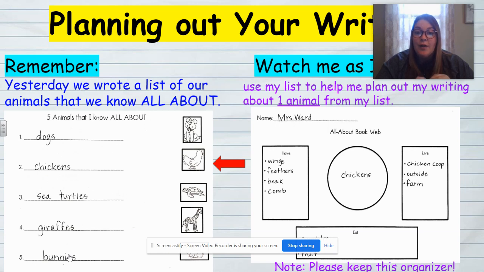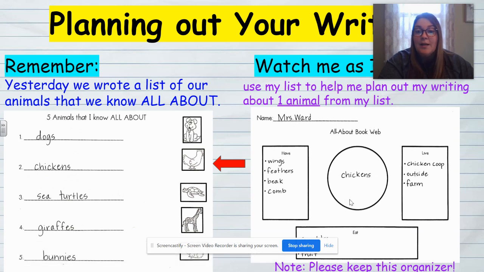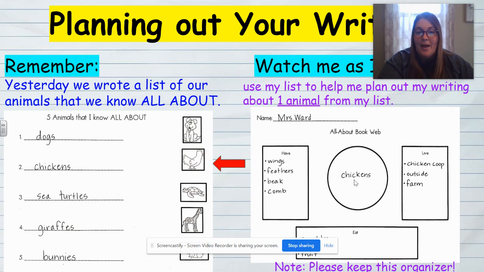So if you notice, there are some rectangles and there's a circle on this organizer page. The circle in the middle is where you're going to write the name of the animal that you are picking from your list. Now remember, when we write this All About book, all of the pages of this book are going to be about one animal. So whatever animal you pick from your list today is going to be the animal that you're going to be writing this All About book about, because it's about one topic. And that one topic is going to be the one animal. So I'm going to choose chickens. So in the circle, I'm going to write the word chickens. And I can use that right from my list.